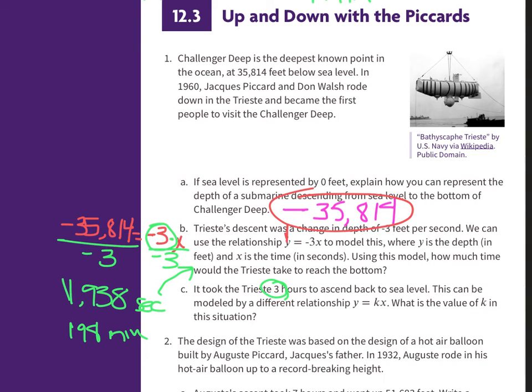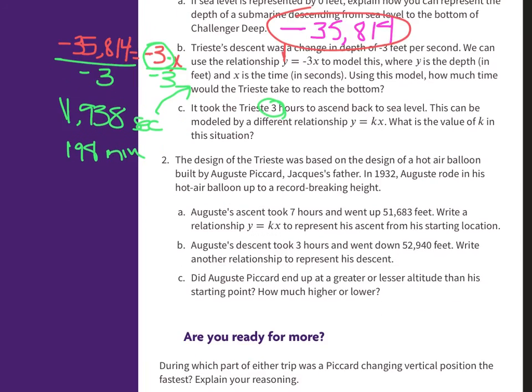Number 2 we're going to skip. It's just writing equations, and if we look, we're done.